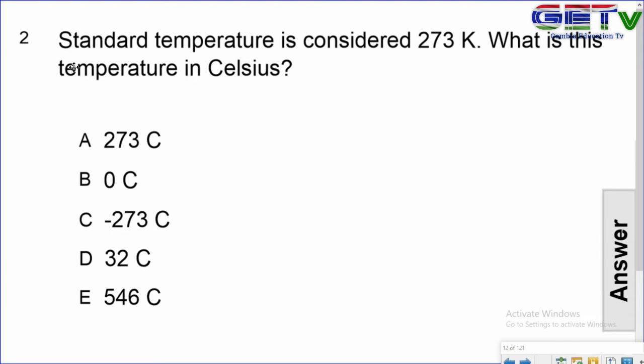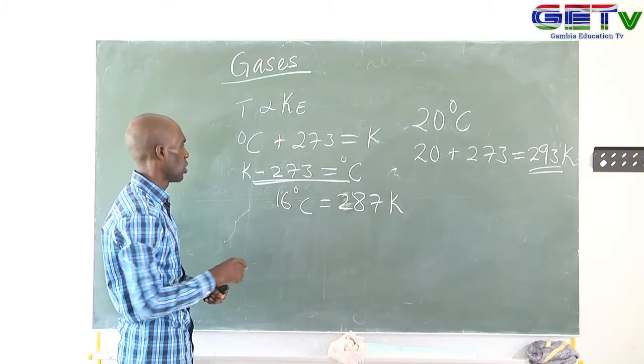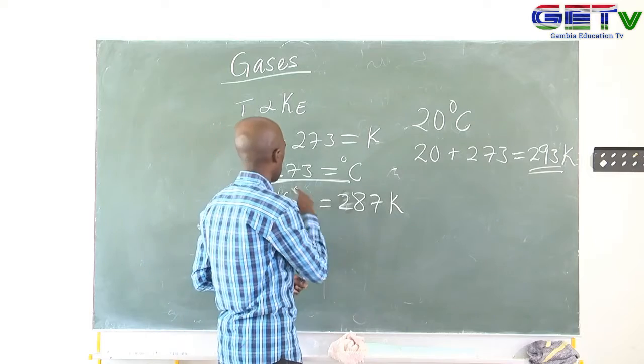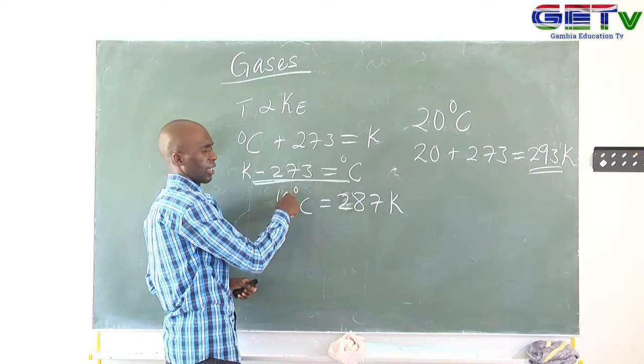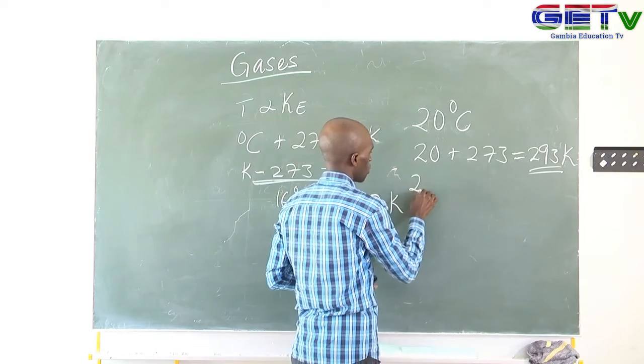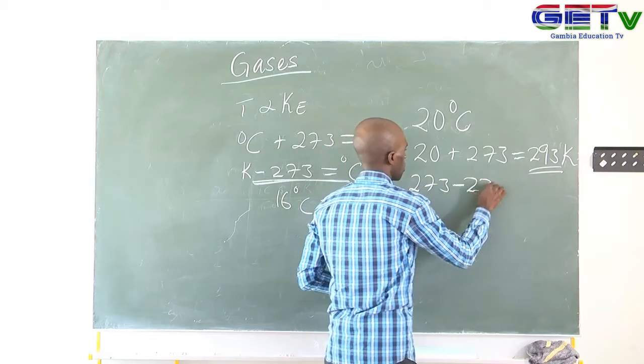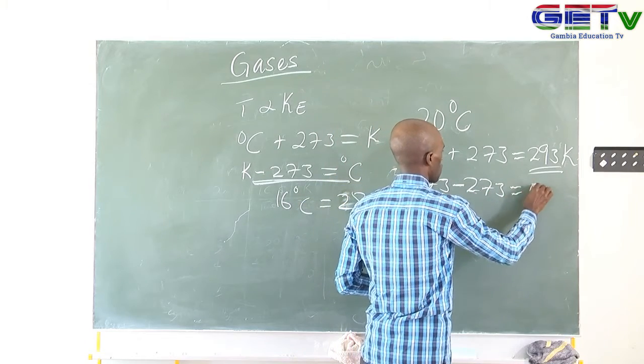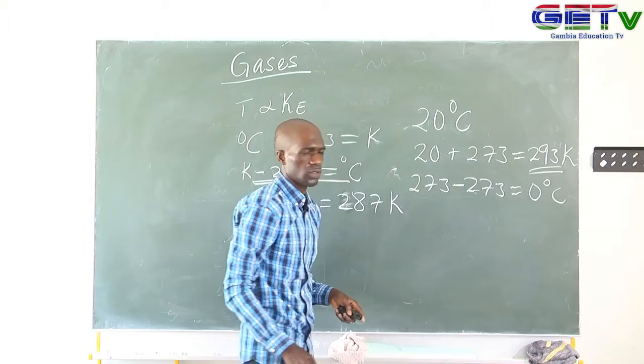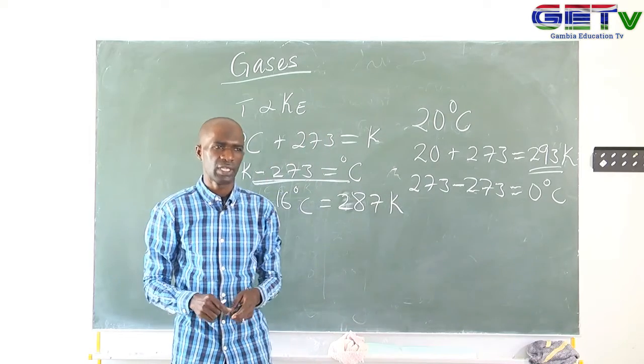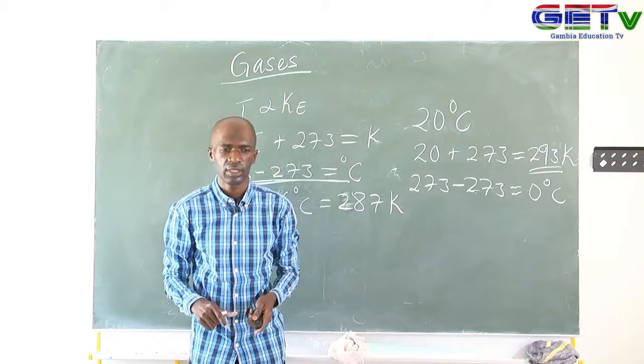Standard temperature is considered to be 273 Kelvin. What is this temperature in Celsius? This time around, we want to convert from Kelvin to degrees Celsius. So we'll use this formula, that is K minus 273. K is already 273, so this will be 273 minus 273, which is equal to 0 degrees Celsius. So 273 Kelvin is equal to 0 degrees Celsius.